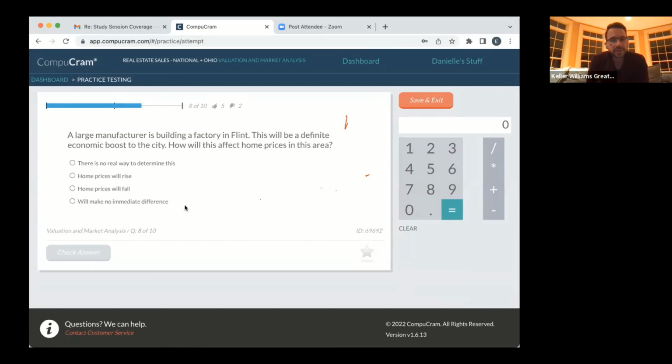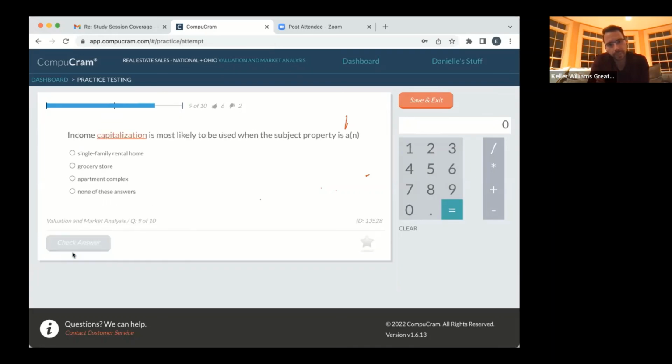Next one, a large manufacturer is building a factory in Flint. There will be a definite economic boost to the city. How will this affect the home prices in this area? Home prices, let's see. A would be there is no way to determine. B is home prices will rise, home prices will fall, or will make no immediate difference. B is correct.